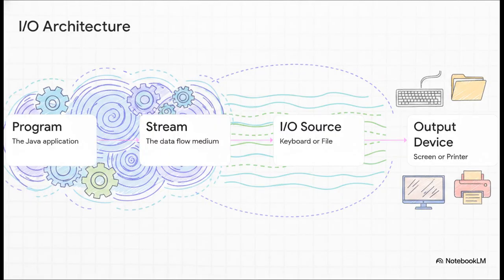In the Java I/O architecture, your program actually doesn't talk directly to the hardware. Instead, the stream acts as this sort of middleman, securely carrying data between your application and the keyboard, a file, or even a printer. It ensures you have a standardized pipeline, regardless of what the specific endpoint is.